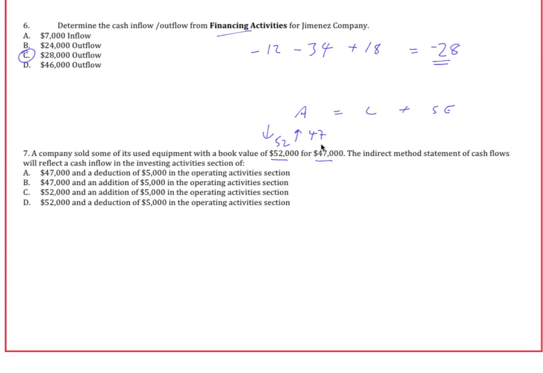And so when we come to do the statement of cash flows, the indirect method will reflect a cash inflow in the investing activities. So the inflow will be the cash proceeds, and the cash proceeds were 47,000, so it could be A or B. And then this loss on disposal, remember, a loss on disposal is like extra depreciation recognised at the time of disposal, and so it's going to be an add back to net income to reconcile from net income to cash flows arising from operating activities. So the answer is B.